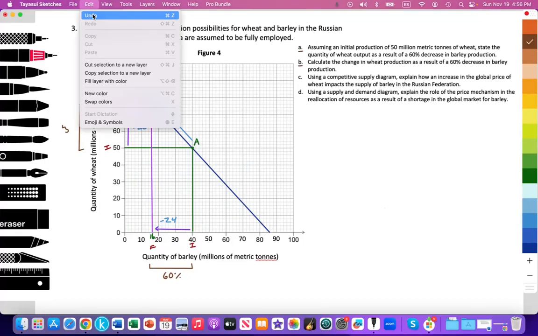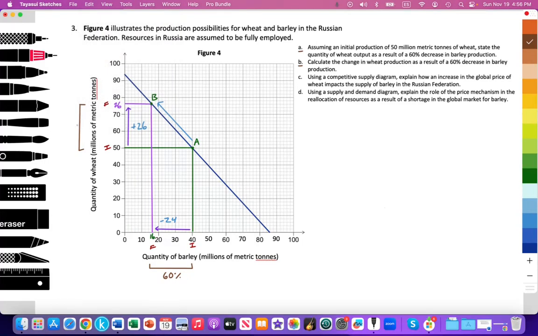I'm just going to mark that as 52%. Let's see if I can write that in. I'm probably writing right on the edge of that. 52% increase in wheat production. So we're reallocating resources away from barley production and towards wheat production. That's what this was discussing. Now I can connect this quantitative question using the PPC curve to some supply diagrams using the non-price determinant of competitive supply. So in this video, we're going to look at question C.